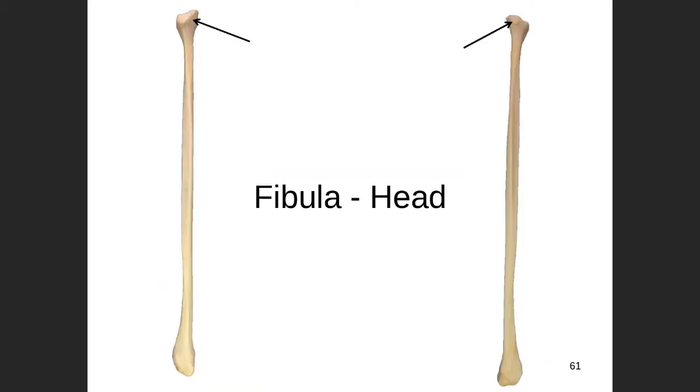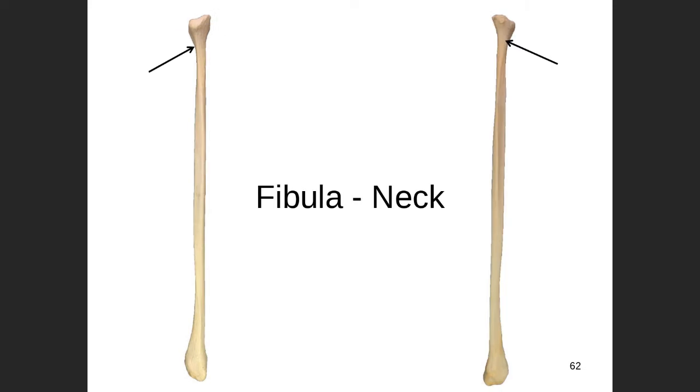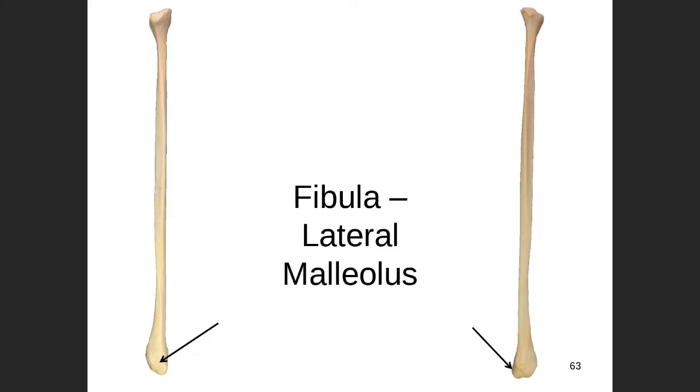All right, fibula, lateral bone, non-weight bearing. Okay, so we're at the top of the screen here. That's the proximal portion. That's the head. All right, and then just distal to that, that's the neck, where it tapers down. And then we go to the bottom of the screen. That's the lateral malleolus. That's the bump on the outside of your ankle.